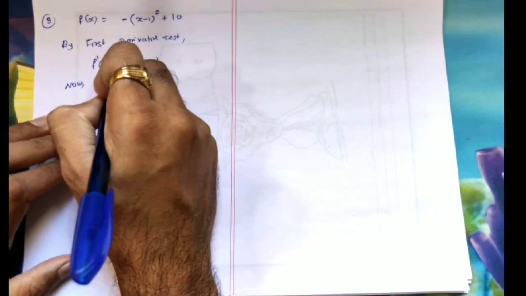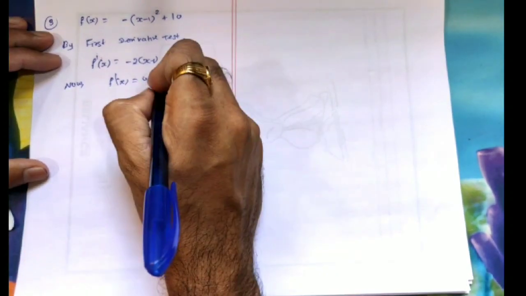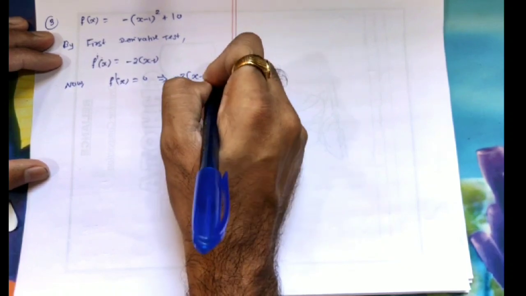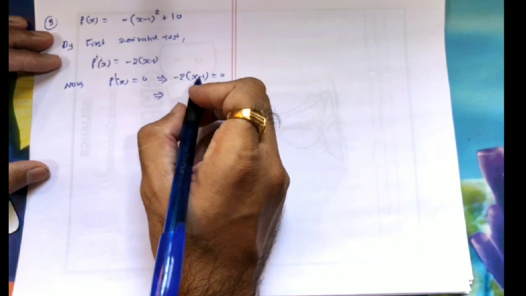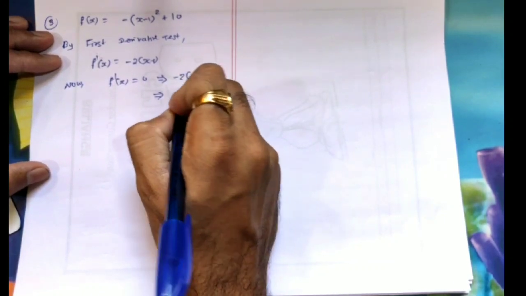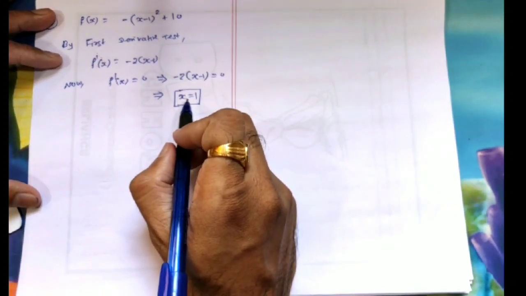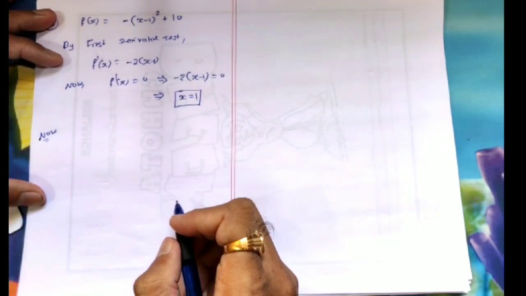So now to find critical points, we take our f dash x equal to 0. So this will be minus 2 (x minus 1) equal to 0, which implies, on division, minus 2 goes to 0. So we are getting x equal to 1. This x equal to 1 is our extreme point or our critical point. Done. So here a point of maxima or a point of minima will be there.